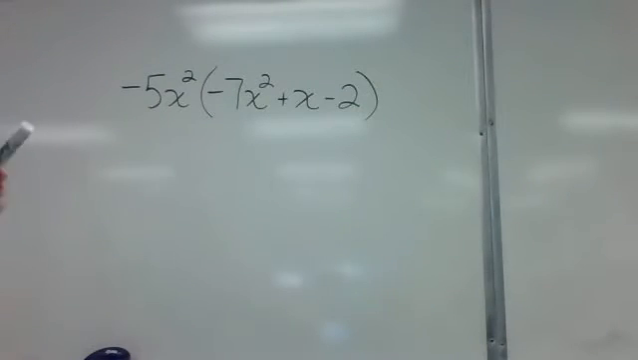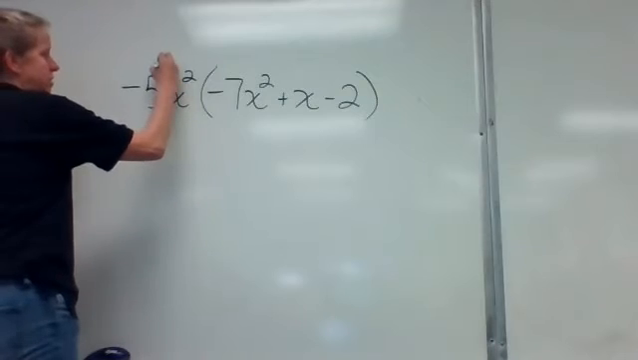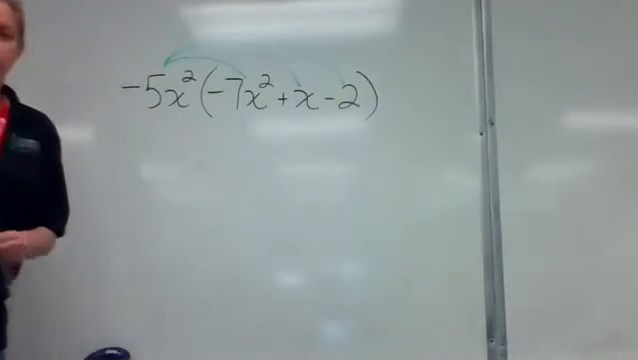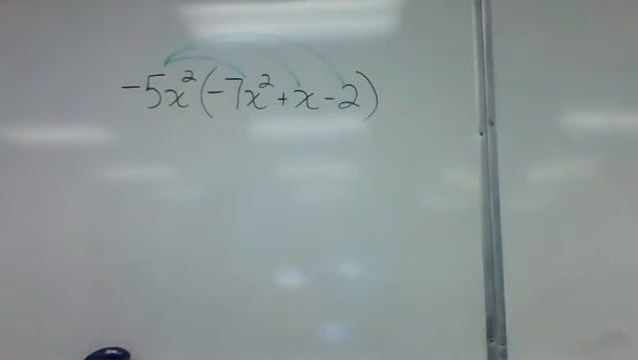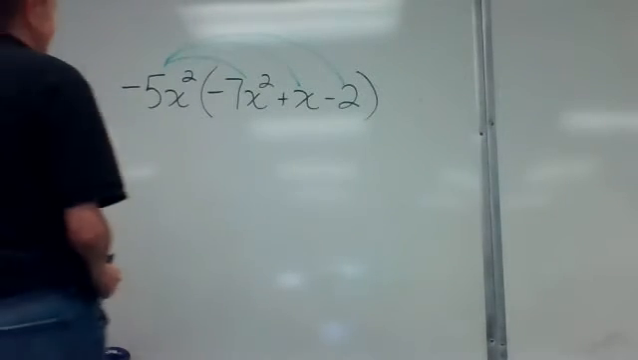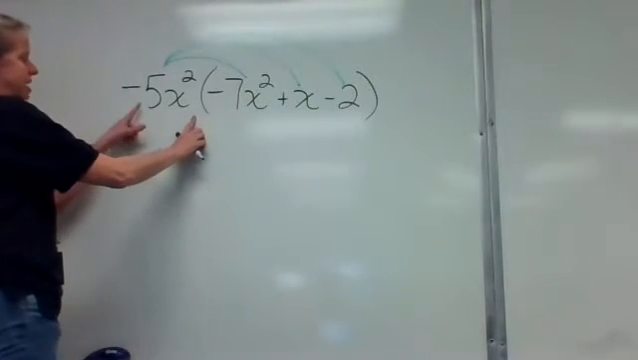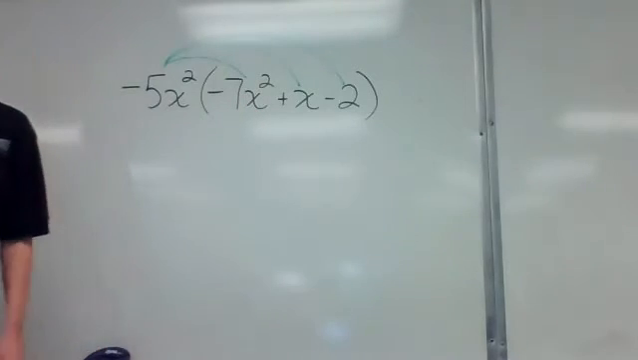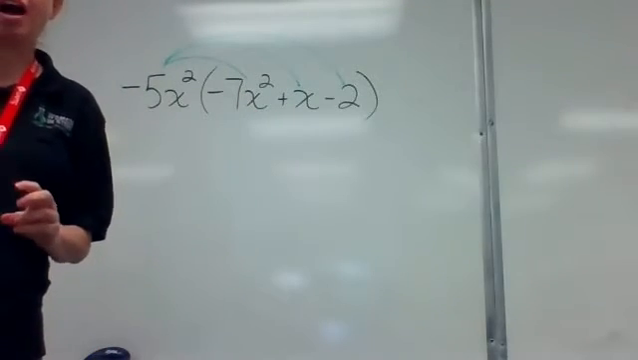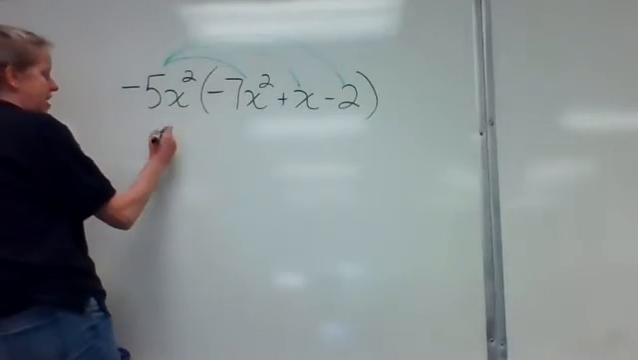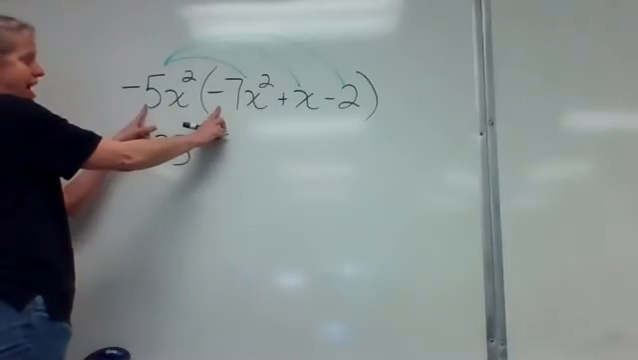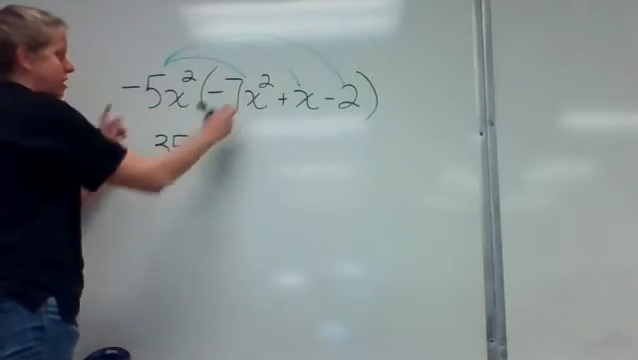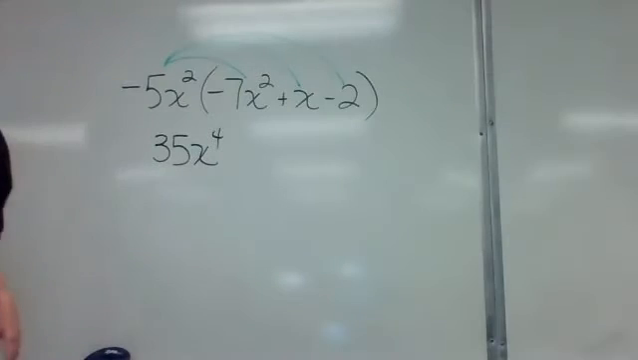So I'm going to be distributing, multiplying. This term is going to multiply times all those terms. So let's see what I got. The first thing I have that I'm multiplying is negative 5x squared times negative 7x squared. So just like always, negative 5 times negative 7, a negative times a negative gives me positive 35. When you multiply these x's together, you're going to add those exponents. So x squared times x squared gives me x to the 4th.